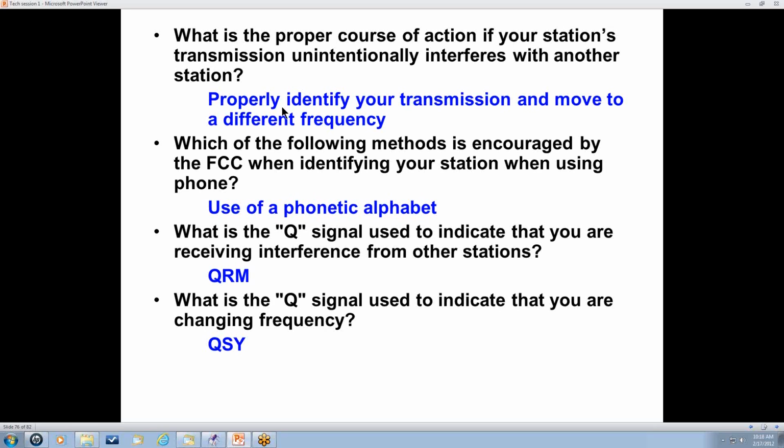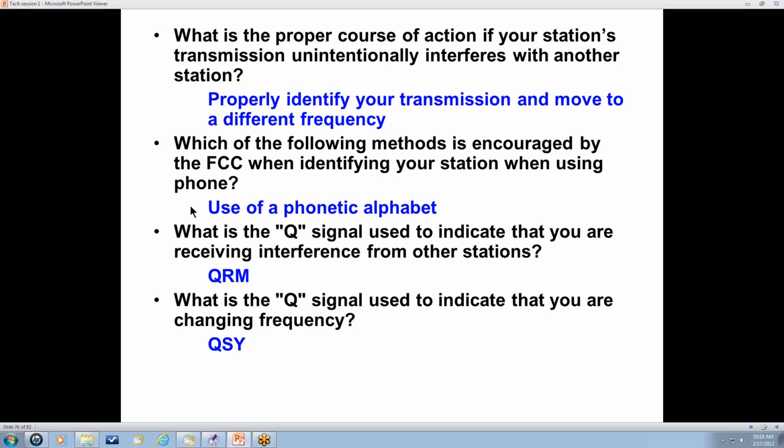Which of the following methods is encouraged by the FCC when identifying your station when using phone? One of the things I had you print out, Elsie, was the phonetic alphabet, the Alpha, Bravo, Charlie, Delta, Echo thing. And you do not need to learn all of those, but you should learn at least enough that you can say your call sign phonetically. So you'll be doing Whiskey Alpha, or Whiskey Hotel 7, or Whiskey Hotel 6, and then whatever the rest of your call sign is. You should know the phonetics for that. And it's useful to have that handy.